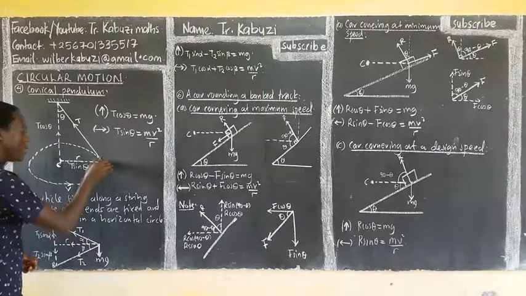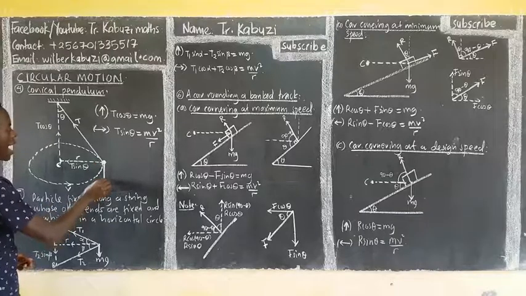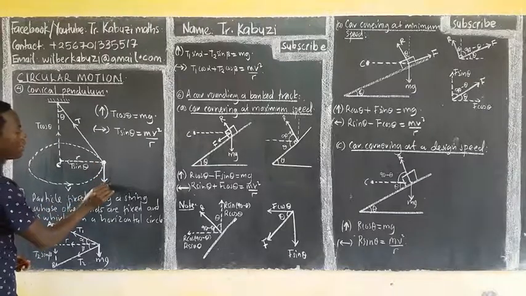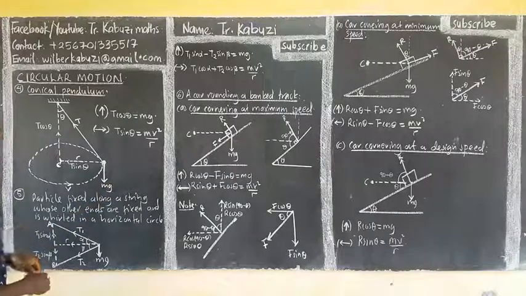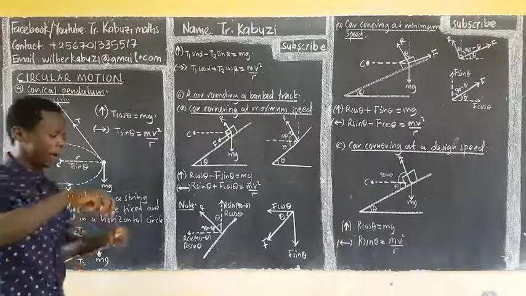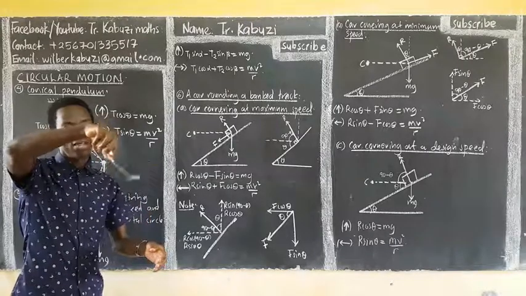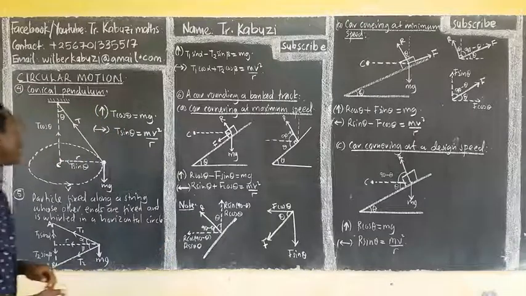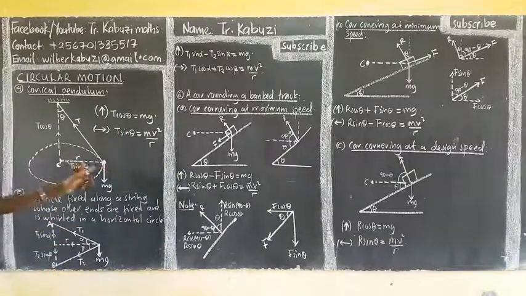Of course, it's going to have its weight down. So this is the particle, and it's trying to swing. But here, don't think about reaction. Why? Because we don't have any contact here between the surface and this particle.